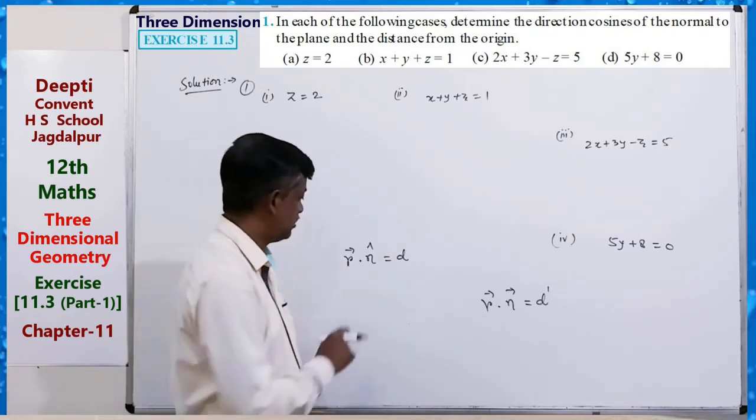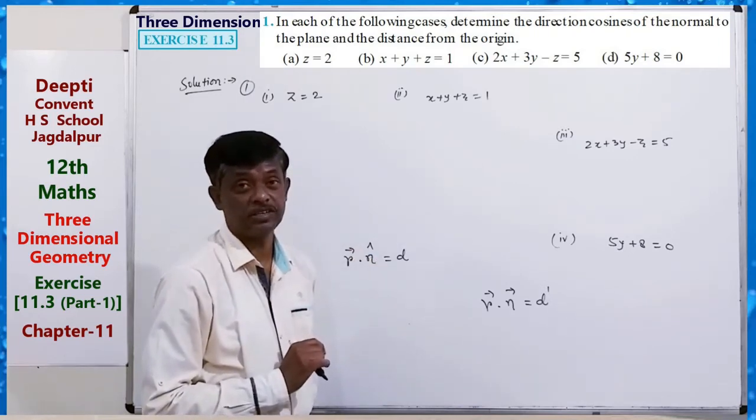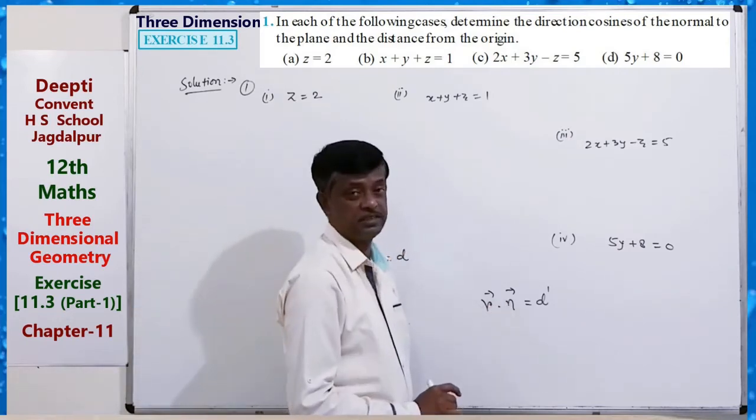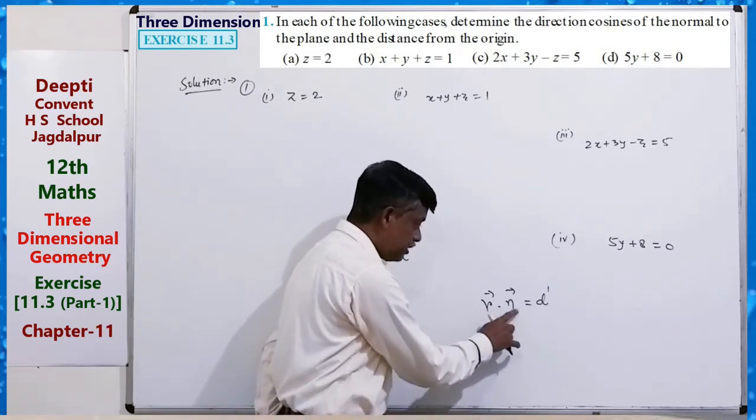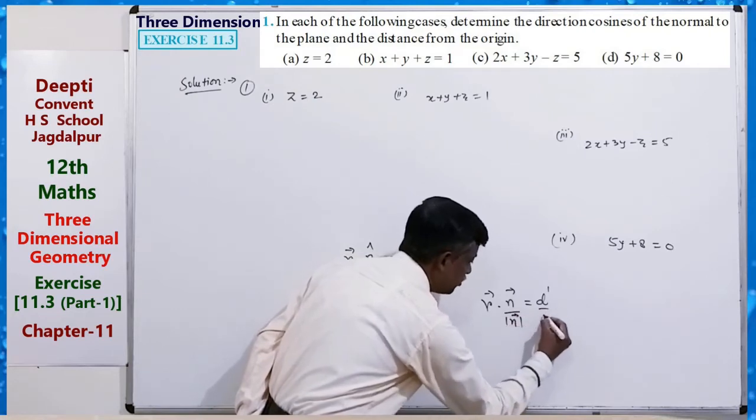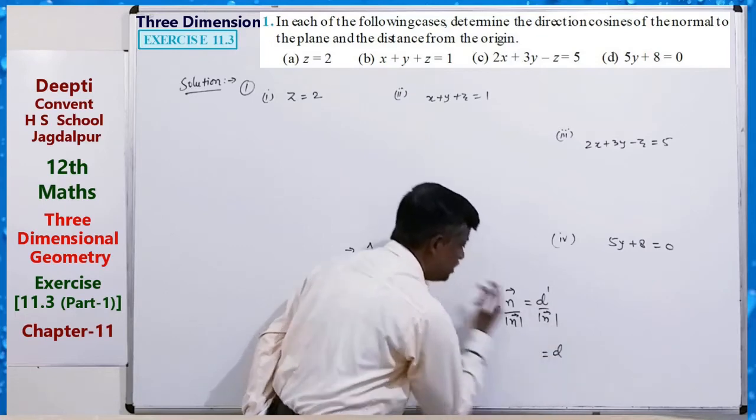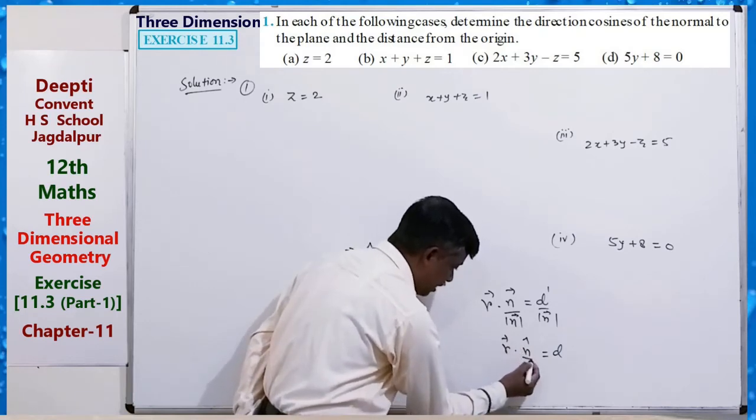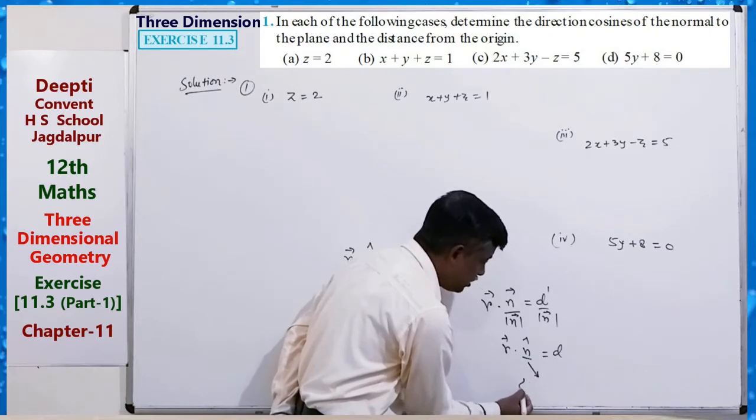How? n cap is the unit vector along the normal direction. If it is the normal direction, we can convert it by dividing by the modulus of n cap. Then this is a constant value, this will be the d, and this is n cap. If we have the vector n cap, its scalar components will be the direction cosines.